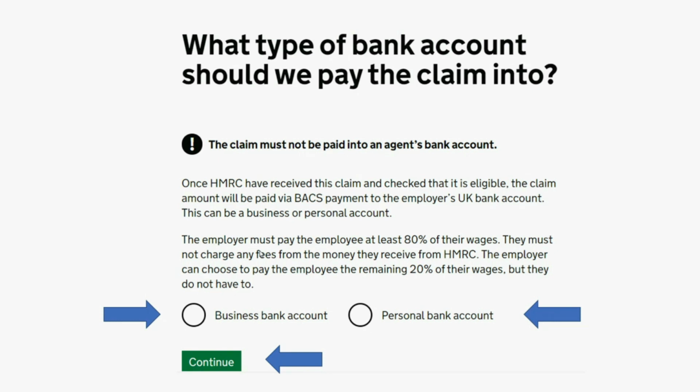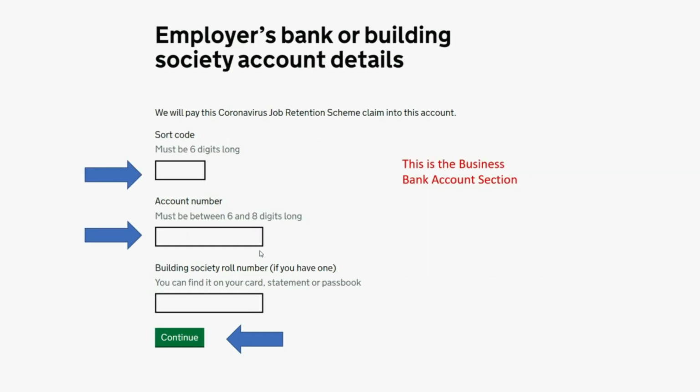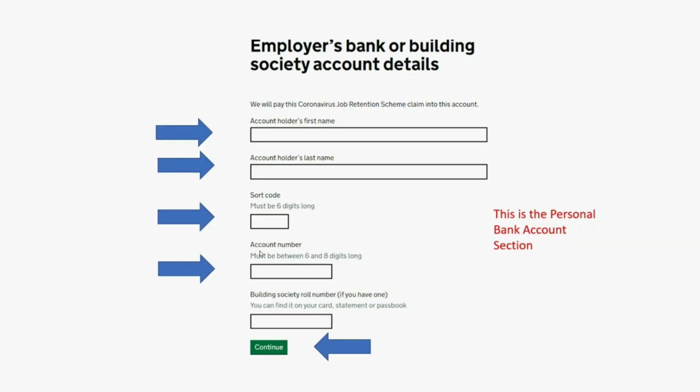What type of bank account is it? You can pay this into a personal bank account or a business bank account, so you need to click the appropriate one. If it was for a business bank account, these would be the questions that you would be answering. And then obviously you click continue. If it was a personal bank account, then you need to answer these questions and click continue.